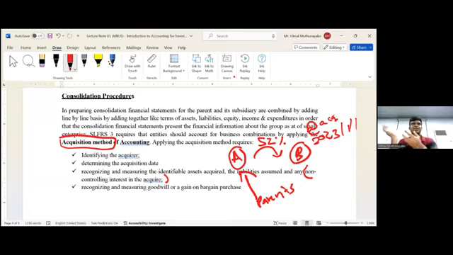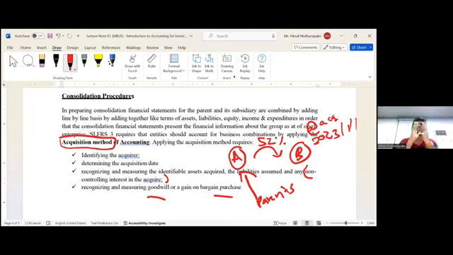You need to measure the identifiable assets and liabilities I'm acquiring, and you need to recognize the goodwill and the bargain purchase. I will discuss these two terms in the second tute. You need to decide the goodwill and the bargain purchase.